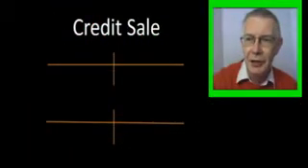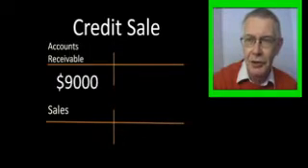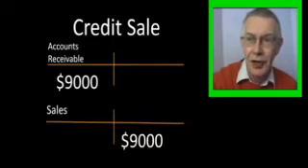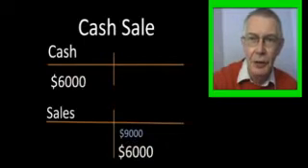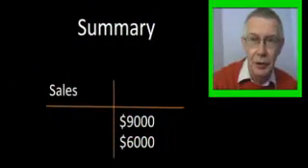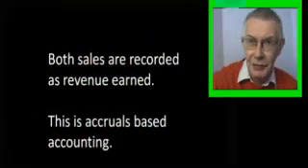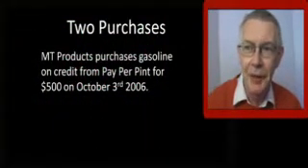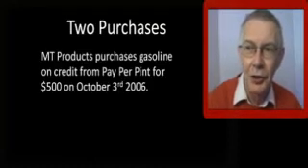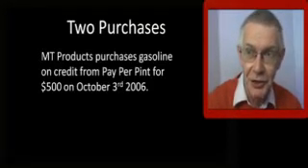The credit sale is entered as a debit of $9,000 to accounts receivable and a credit of $9,000 to sales. The cash sale is entered as a debit of $6,000 to cash and a credit of $6,000 to sales. So both sales have been recorded as revenue earned. This is accrual-based accounting.